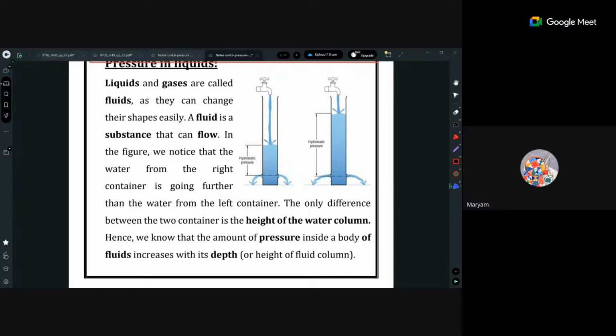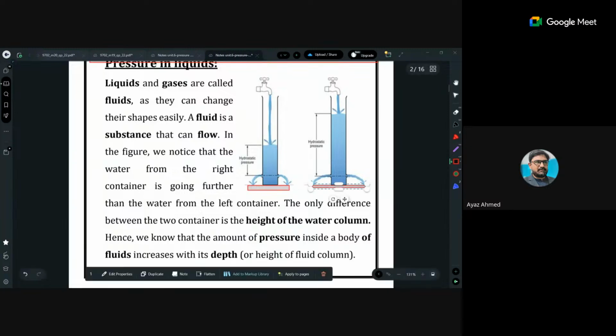Did you notice that? Let me get the diagram again. In the left diagram, did you notice that the water which is leaking out of the tube from this point and falling down here does not have that much force, it is not covering a lot of distance, but in the other diagram the water is falling at a larger distance?